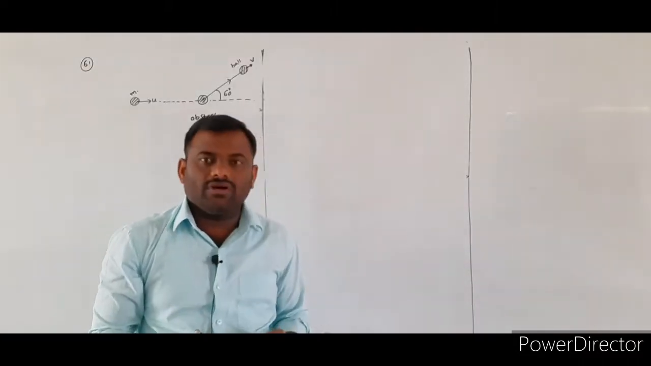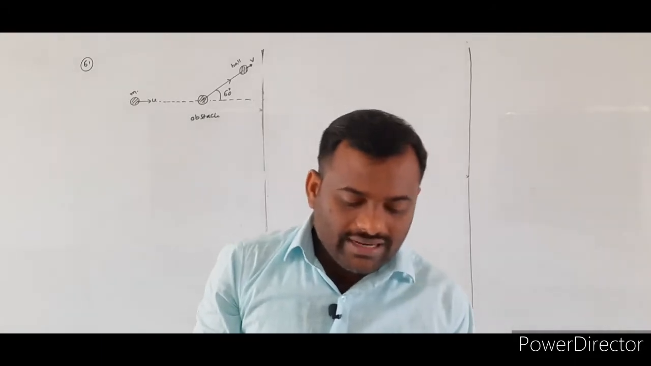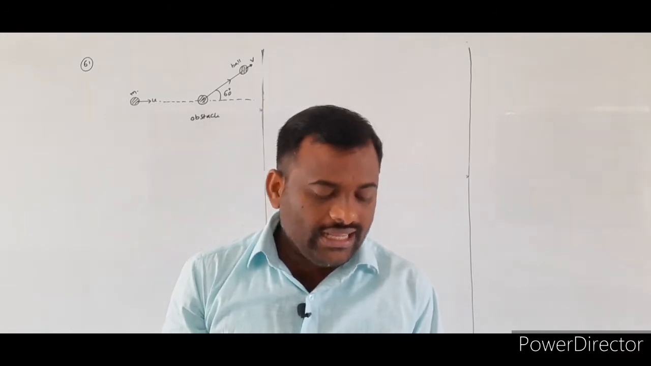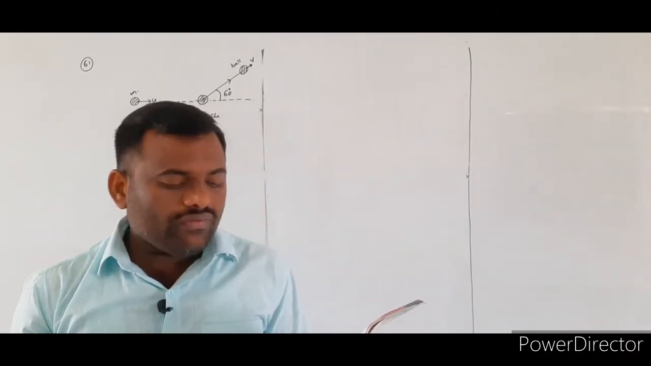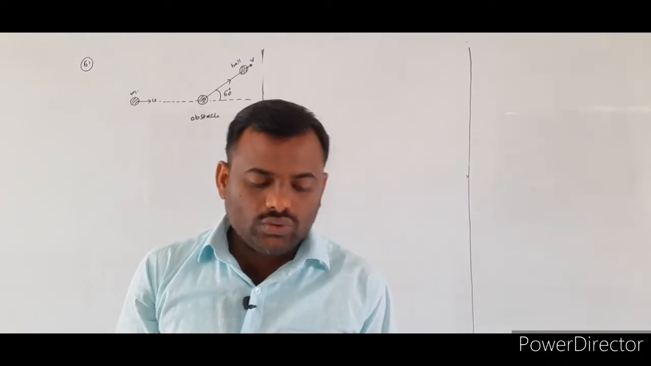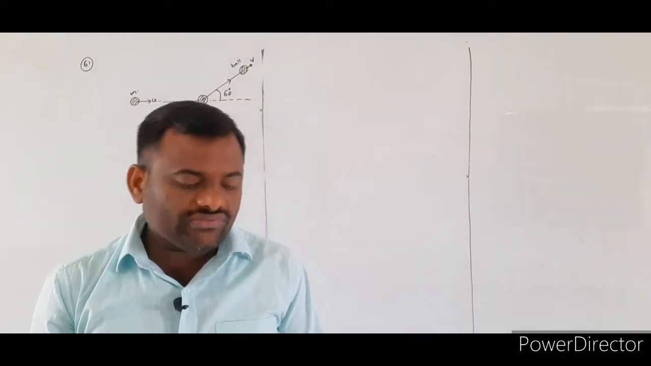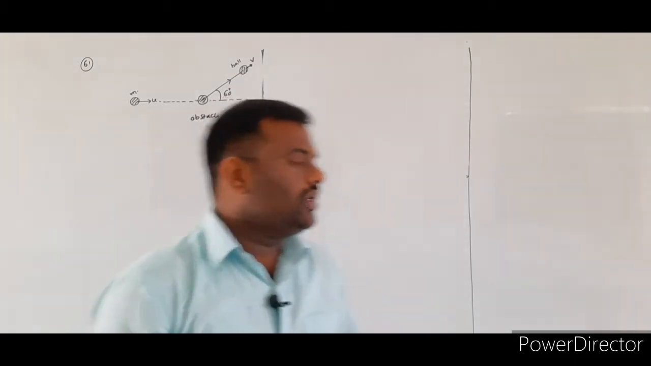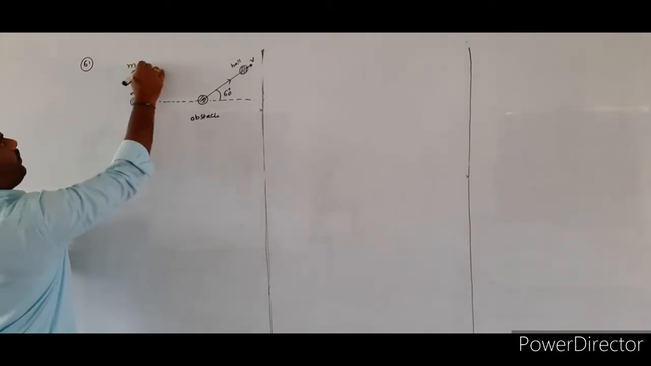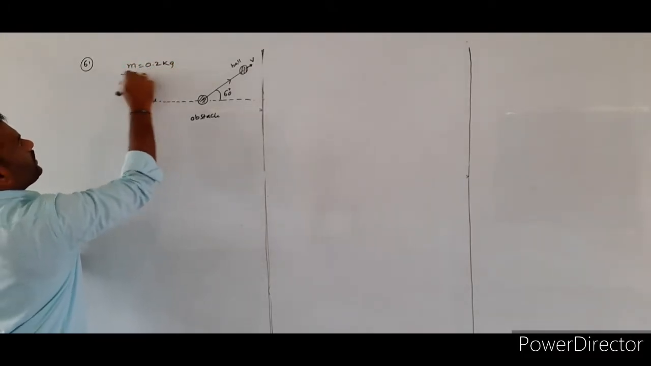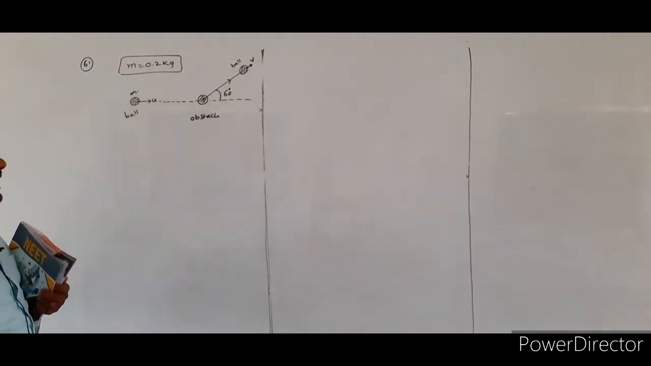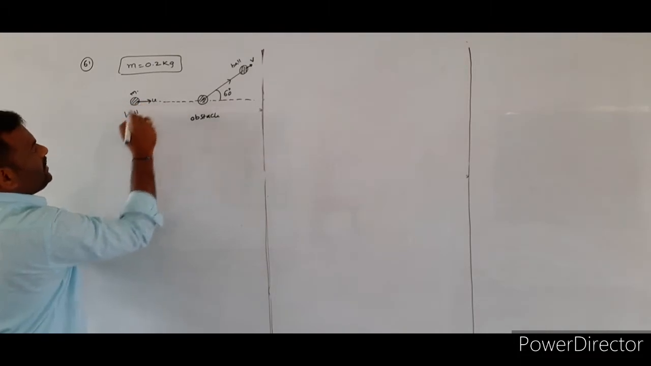One more important problem, problem number 61. A ball of mass 0.2 kg strikes an obstacle and it is moving at 60 degrees to the horizontal direction. If the speed changes from 20 meter per second to 10 meter per second, find the magnitude of the impulse received by the ball. Here the mass of the given ball is 0.2 kg.